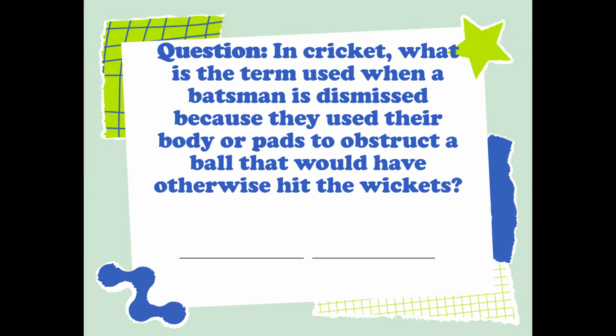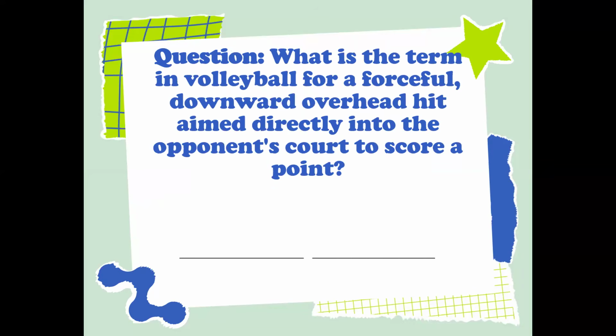In cricket, what is the term used when a batsman is dismissed because they use their body or pads to obstruct a ball that would have otherwise hit the wickets? ये आप लोगों को पता होगा, that is LBW. ठीक है। हाँ, अगर विकेट हिट हो सकती है बॉल और उसको बॉडी या पैड से रोका गया, तो it will be called the LBW. What is the term in volleyball for a forceful downward overhead hit aimed directly into the opponent court to score a point? The answer is spike. Okay.